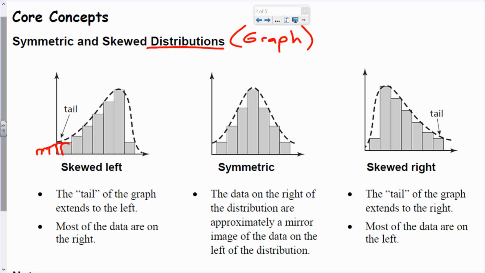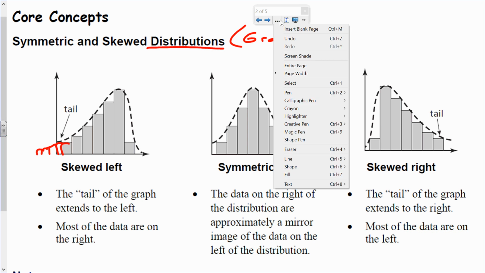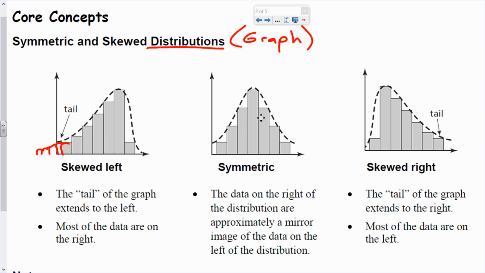So go ahead with your marker, your highlighter. Go ahead and highlight skewed to the left, please. I want you to highlight these big words because you're going to use them a lot on assignment 47 and 48. They ask about the shapes. So look, the tail of the graph extends to the left, and most of the data is on the right. Look at these big bars. Most of the data is on the right, and the tail is to the left, so we say it's skewed to the left. As opposed to, highlight symmetric.